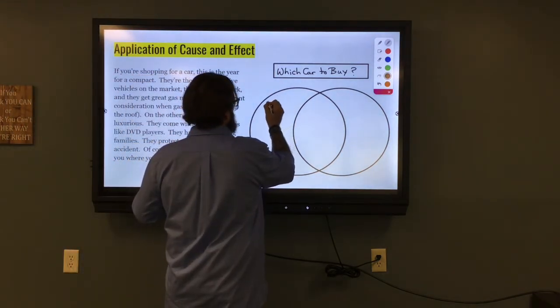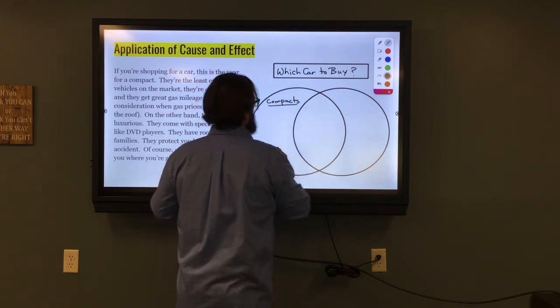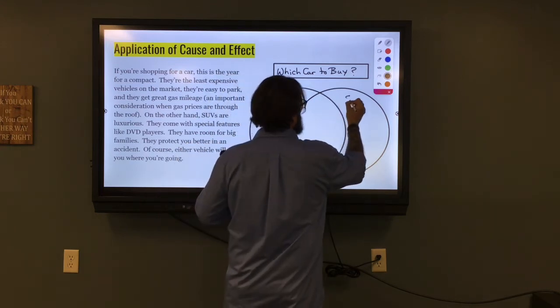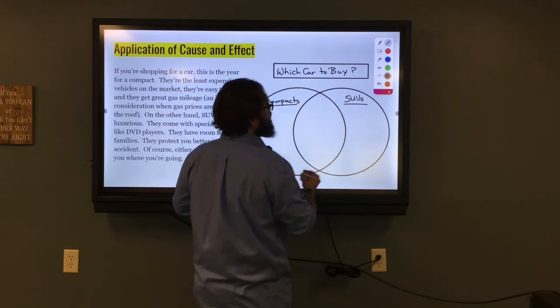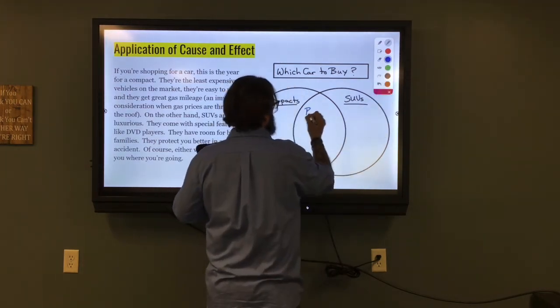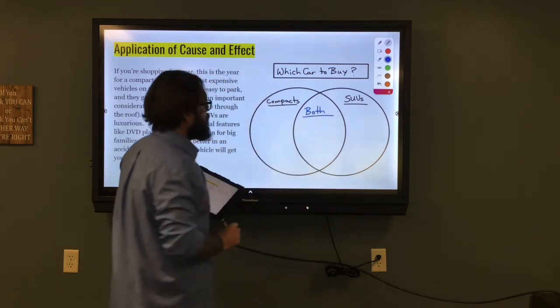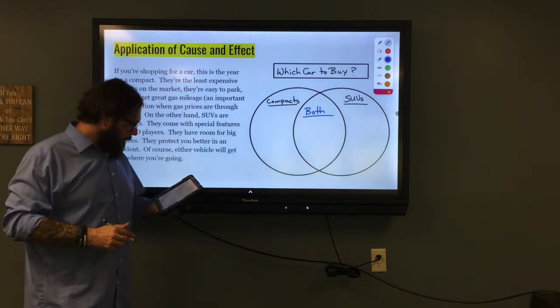So on this side, we're going to list information about compacts. On this side, we will list information about SUVs. And then right here in the middle, we will list anything that both, or any qualities that both share.